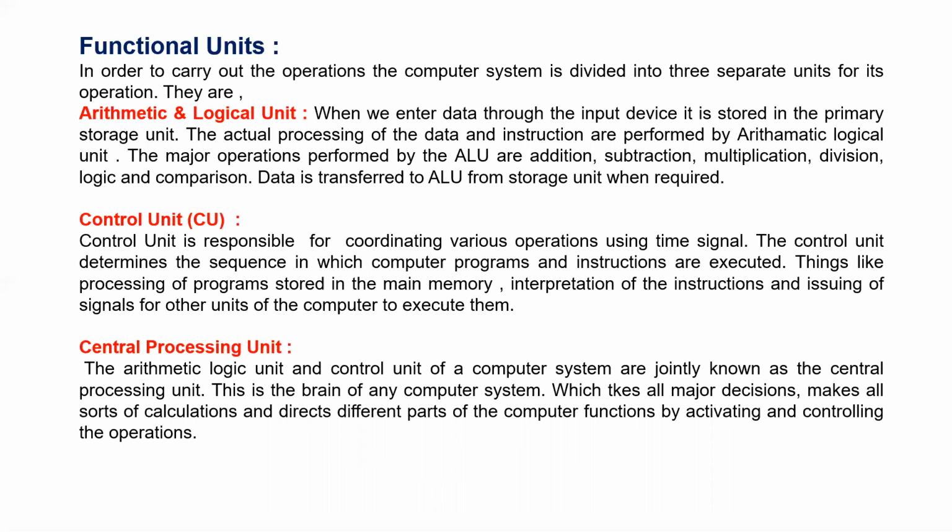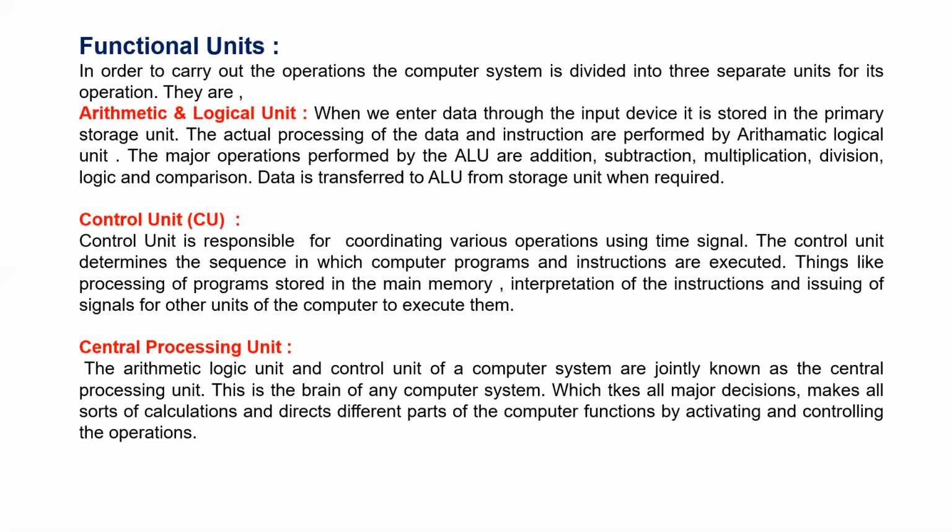The next point is the control unit. The control unit is responsible for coordinating various operations using time signals. The control unit determines the sequence in which computer programs and instructions are executed. This includes processing of programs stored in the main memory, interpretation of the instructions, and issuing of signals for other units of the computer to execute them.